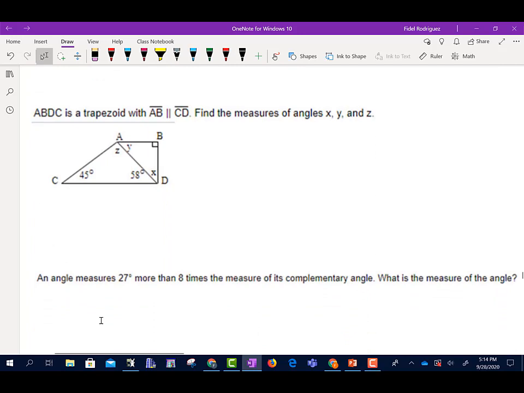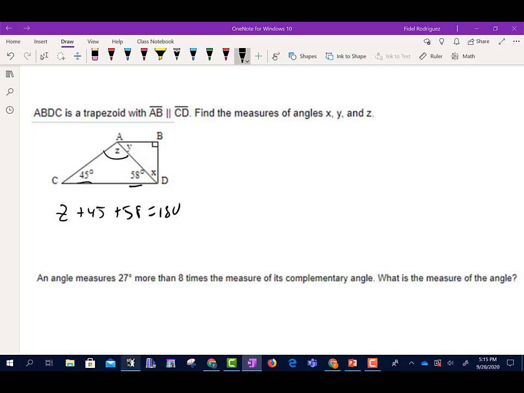All right. It says ABCD is a trapezoid with AB being parallel to CD. Find the measures of angles X, Y, and Z. Okay, so we can do that. Let's see. Suppose we wanted to find the measure of angle Z. Remember, we said that if we add up all the angles on the inside of a triangle, we're going to get 180 degrees. So that just tells me that Z plus 45 plus 58 adds up to 180.